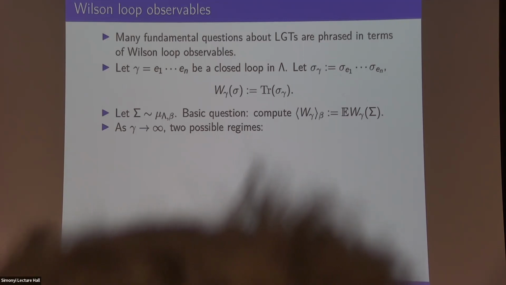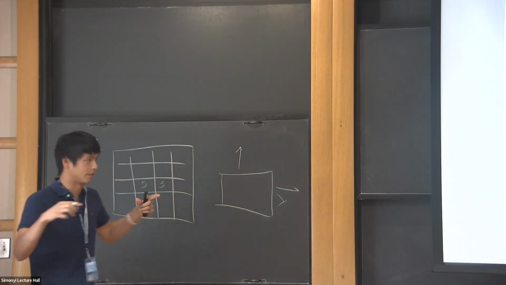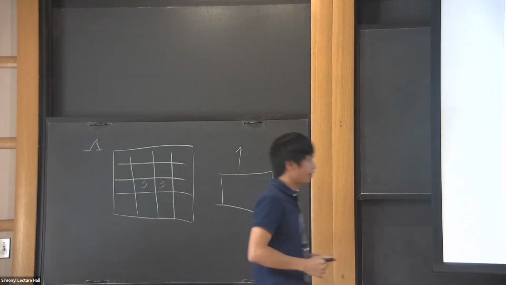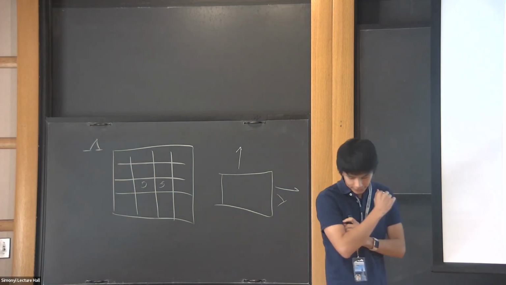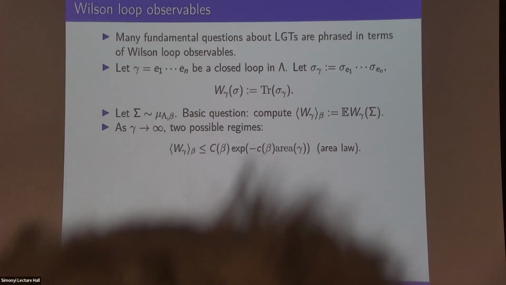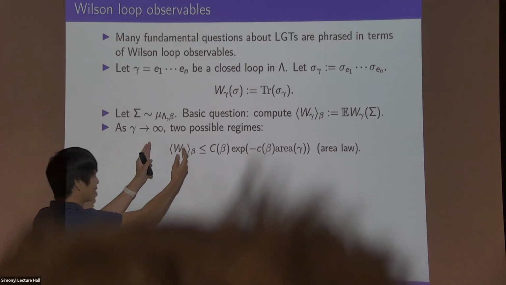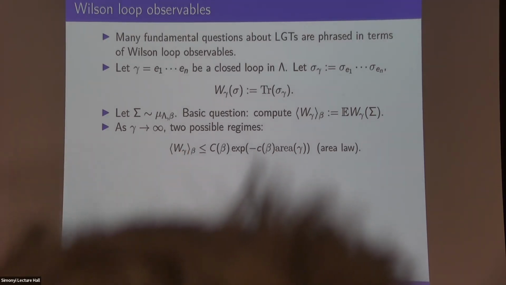So maybe to fix an idea, suppose I take gamma to be a rectangular loop where both sides are going off to infinity. So it's some sequence of loops. It was sort of known that you can only fall into one of two cases. The first case is known as the area law, where, maybe I should put absolute values here, the absolute value of this Wilson loop expectation is bounded by, decaying like, exponential minus the area of, say, this rectangular loop, as the loop goes to infinity. So that's one regime that you could try to show.